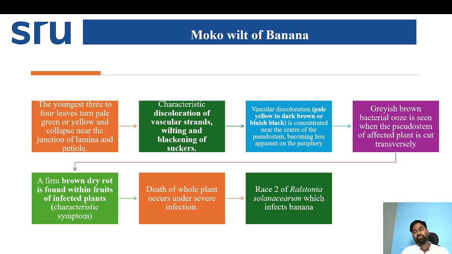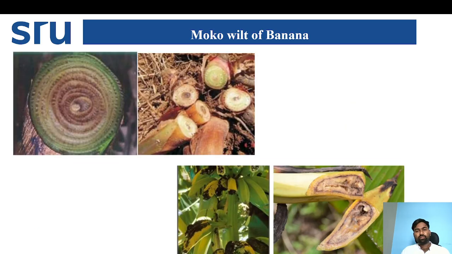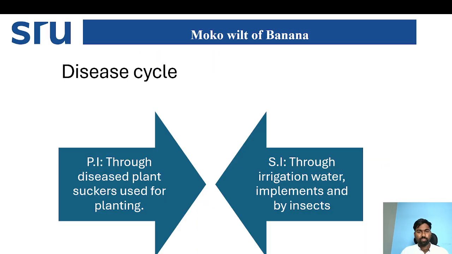This Moko wilt is caused by race 2 of Ralstonia solanacearum. These are the symptoms of Moko wilt of banana. In the first picture, we can see a brown to black discoloration of the pseudostem near the center region. When we cut open the infected plant, we can see bacterial ooze formation. These are the banana fingers; we can see the dry black rotting or discoloration of banana fingers. So these are the collective symptoms of Moko wilt of banana.